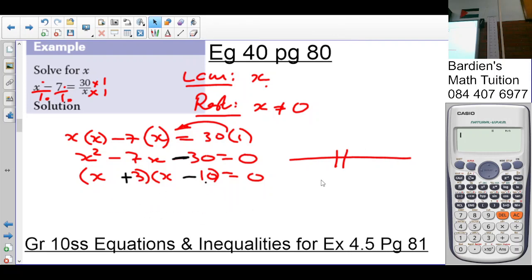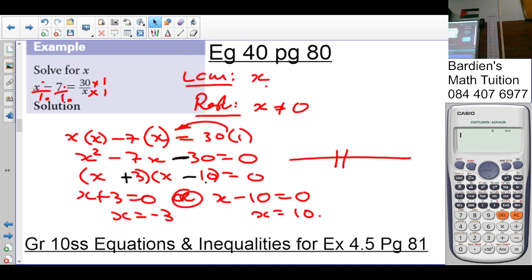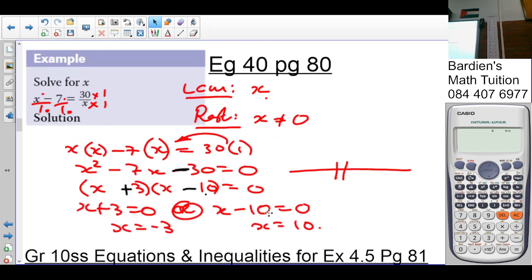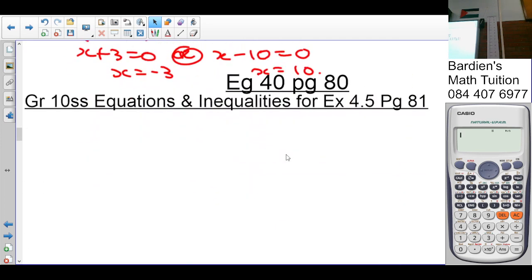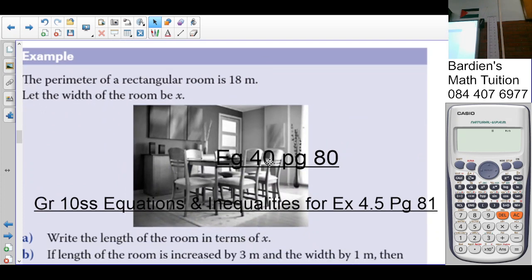Okay. What do we do thereafter? We set each factor equal to 0. So x plus 3 is equal to 0, or x minus 10 is equal to 0. So x is equal to negative 3, or x is equal to 10. Okay? Alright, so now we've got example 4, and that's example 5.